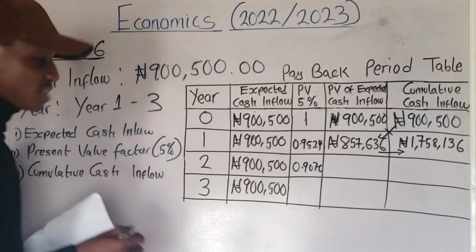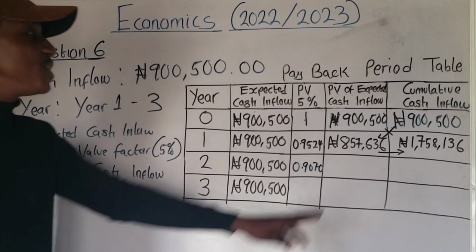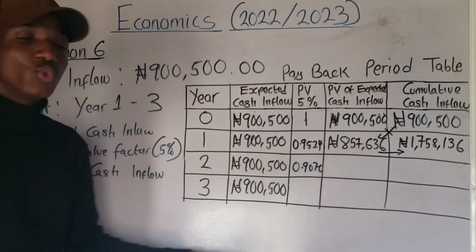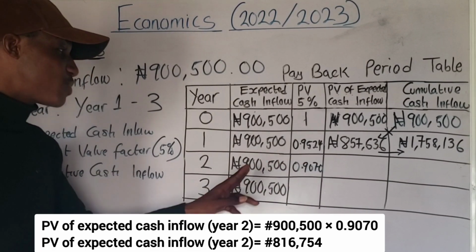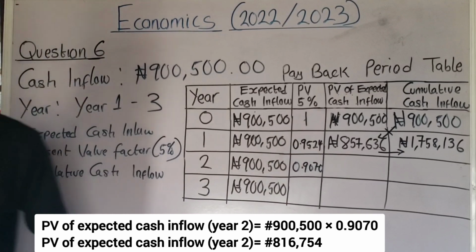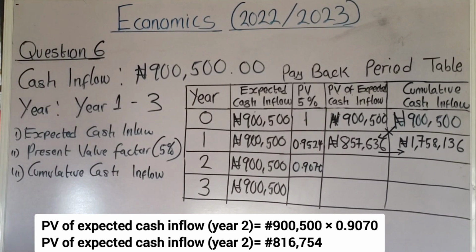0.9070. That's the PV. Now we want to determine the PV of the expected cash inflow. What do we do? We are going to take the product of these cells and these cells. Do you understand? We are going to multiply this and this together. So 900,500 naira multiplied by 0.9070. That is 816,754.